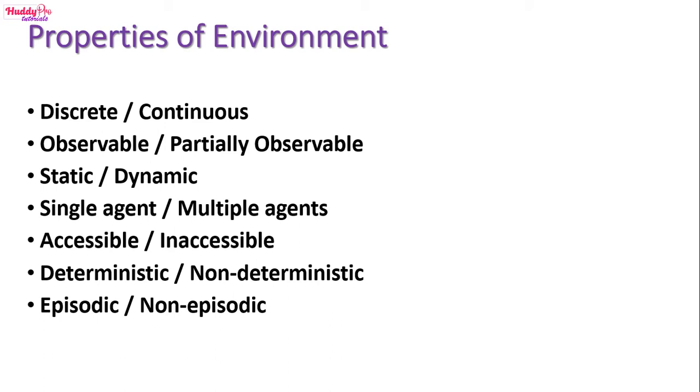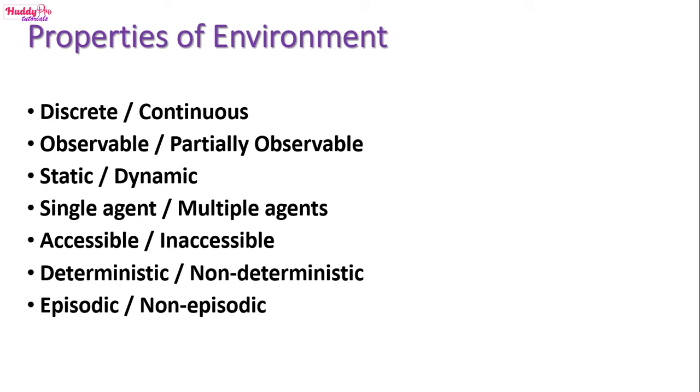More so, the environment can be deterministic or non-deterministic. If the next state of the environment is completely determined by the current state and the actions of the agent, then the environment is deterministic. Otherwise, it's non-deterministic. And lastly, it can be episodic or non-episodic. In an episodic environment, each episode consists of the agent perceiving and then acting. The quality of its action depends just on the episode itself. The subsequent episodes do not depend on the actions in the previous episodes. So, episodic environments are much simpler because the agent does not need to think ahead.